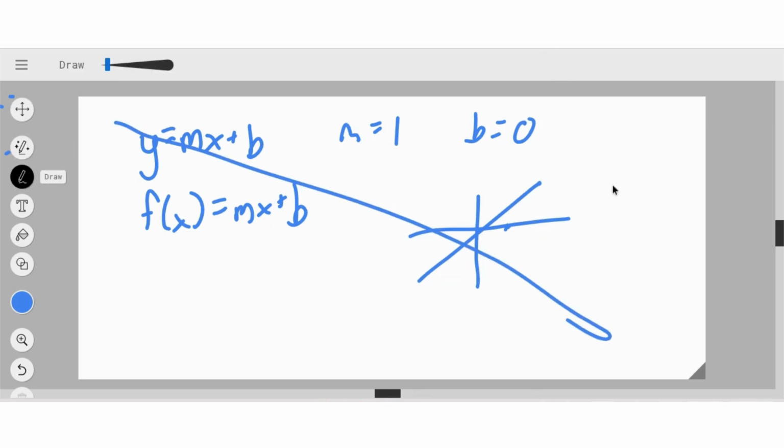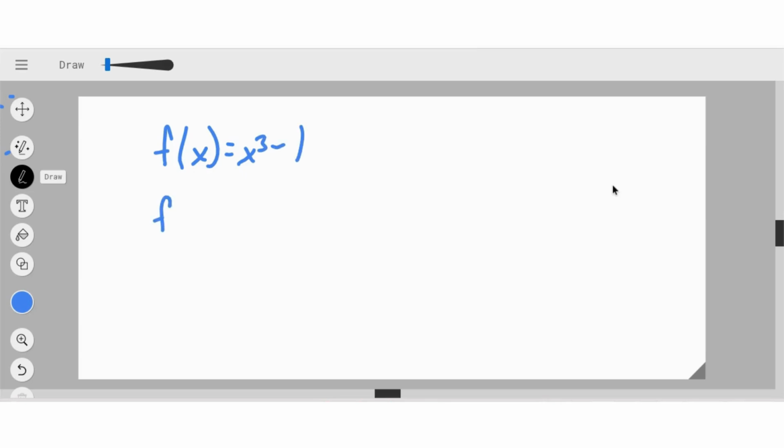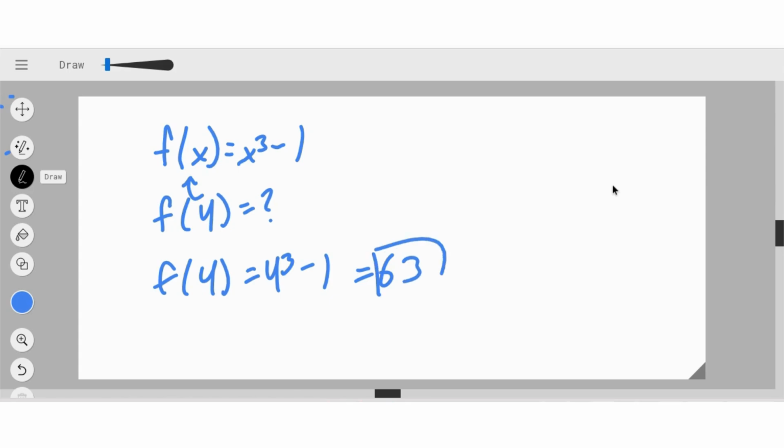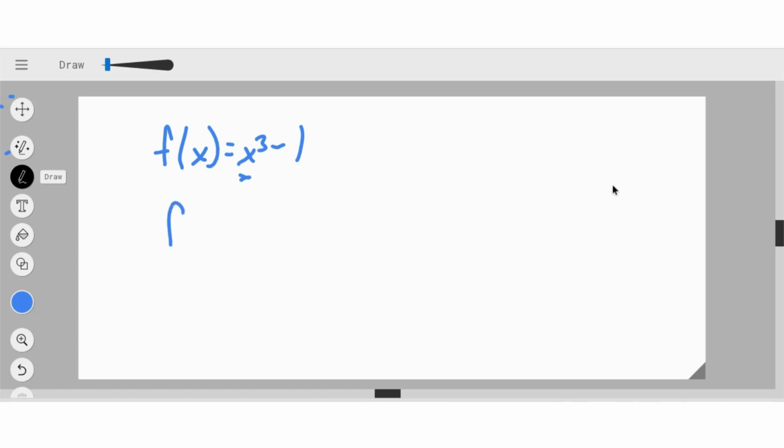Now, there's different notation for all of this. So, for example, if you have f of x equals x cubed minus 1, you can say f of 4 is what? Well, here, we're just plugging in 4 for x. So f of 4 is 4 cubed minus 1. 4 cubed is, you can do this in a calculator, 64, minus 1 is 63. And that's our answer.